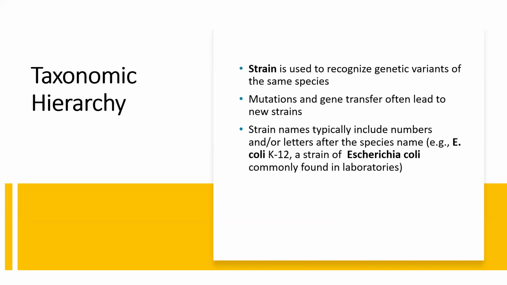So strain is something that's kind of specific to prokaryotes. It's used to recognize genetic variants within the same species. And so you can get mutations in a species that leads to a different strain. Now, oftentimes these are delineated by numbers or letters. For example, we have Escherichia coli, which comes in forms like E. coli K12 or E. coli O157H7 or E. coli B or E. coli C. And so E. coli K12 is the one that we commonly use in the lab.